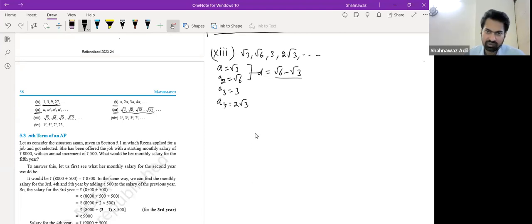Yes, can we solve this further? Guys, can you solve this? These terms, can you solve this further?